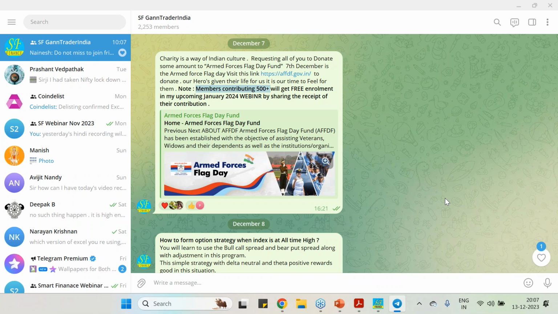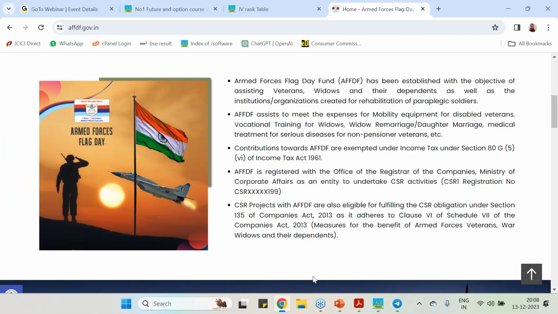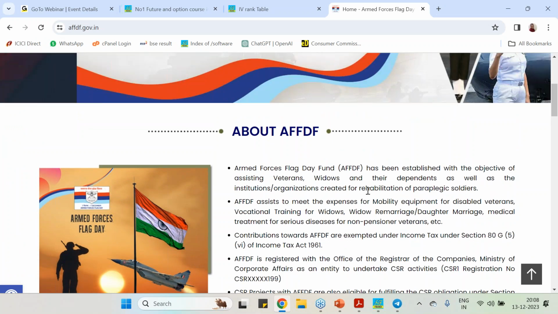If that fund is big, it is good, so that our brothers or sisters, those who have lost their family members, those who are helpless, those who are needy, at least that soul will peacefully see that yes, my country has taken care of my kids. I have given my life for my country, and my country has taken care of my kids. So that objective they have written.